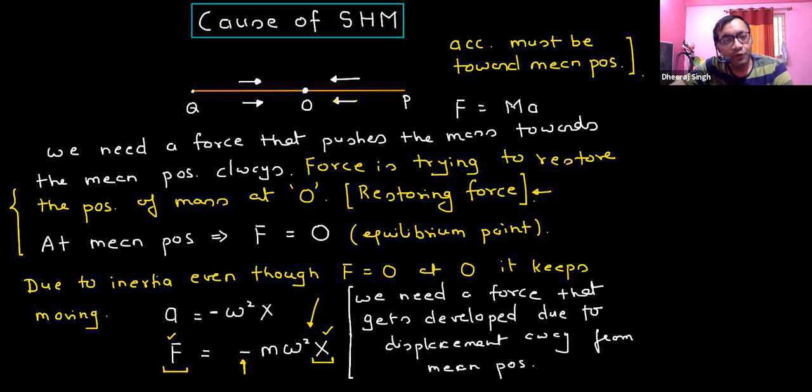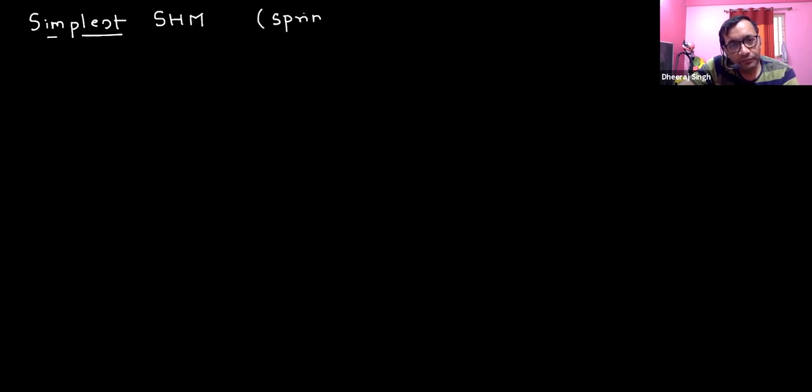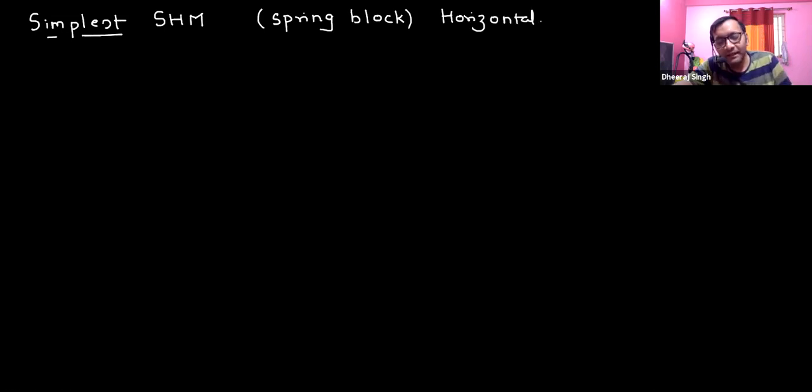Fine. So the simplest possible scenario for the SHM is the spring block system. All right, so we will talk about the simplest scenario, the spring block system, that too horizontal. So we'll first analyze this, and then I will tell you the steps which you should use to solve all the questions related to it. So suppose this is a scenario, all of you draw this.